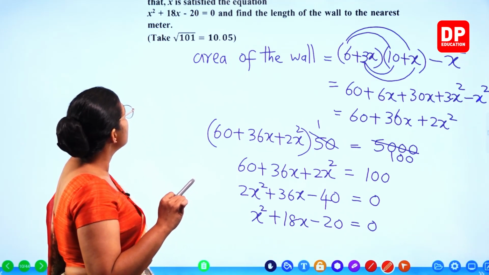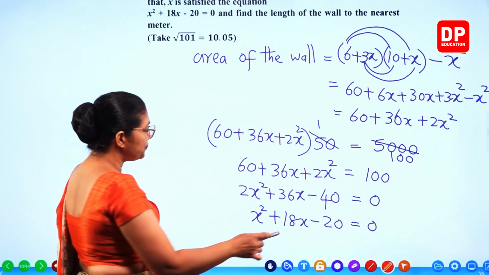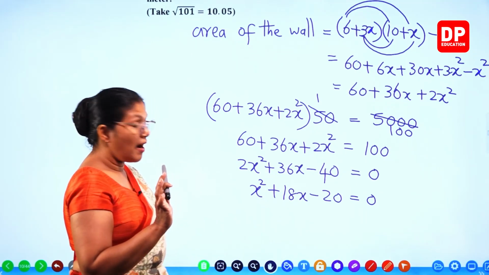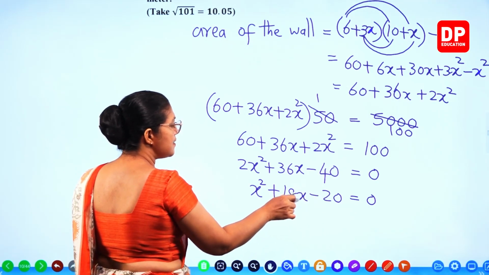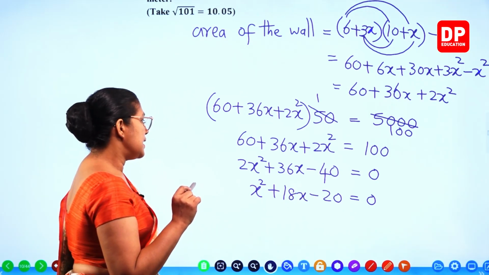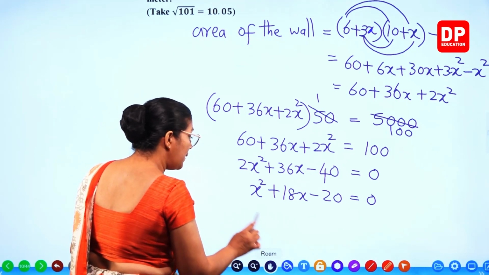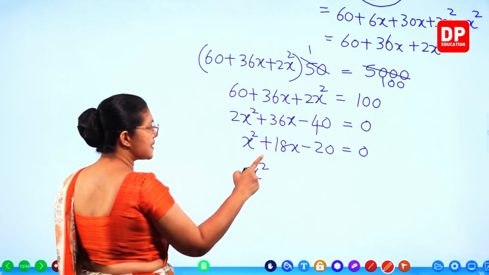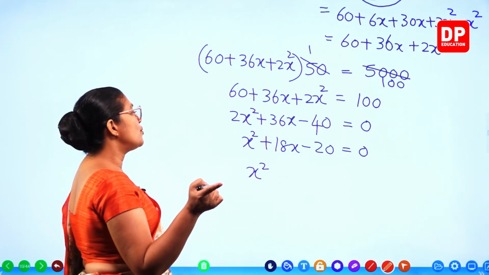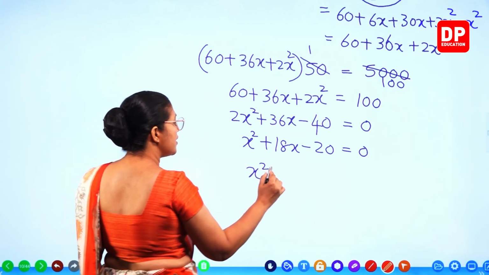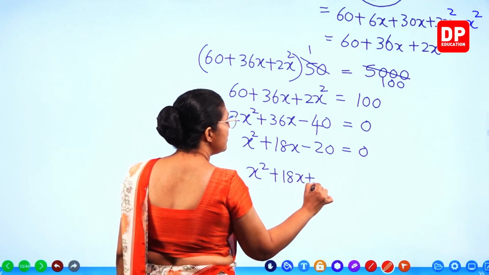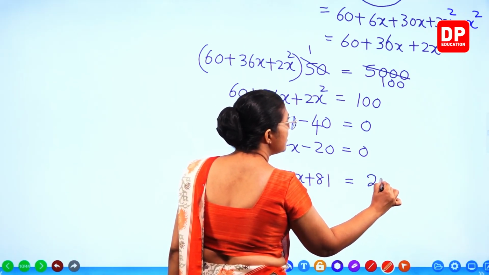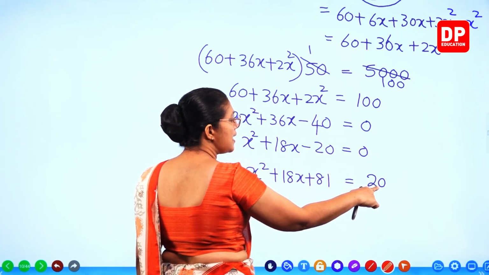How are we going to solve this? You can either use quadratic formula or completing square method. Here you can't factorize this. Minus 20 factors do not add up to 18. So let's use completing square method. So what you do? You take the middle x term, divide by 2. 18 divided by 2 is 9. 9 squared is 81. So you need to add 81 in order to get a square term. Then when you take minus 20 to the other side, that's plus 20.